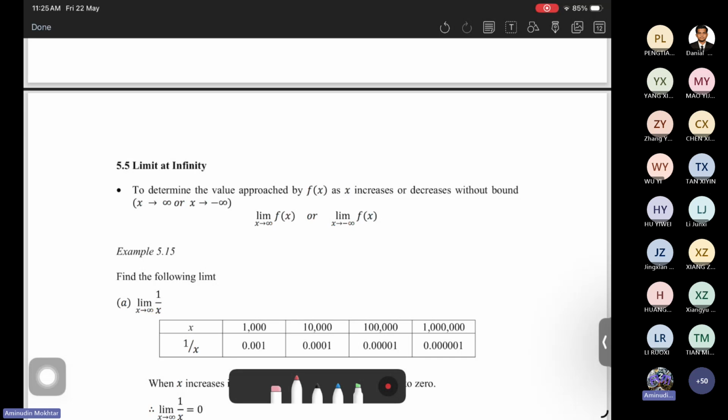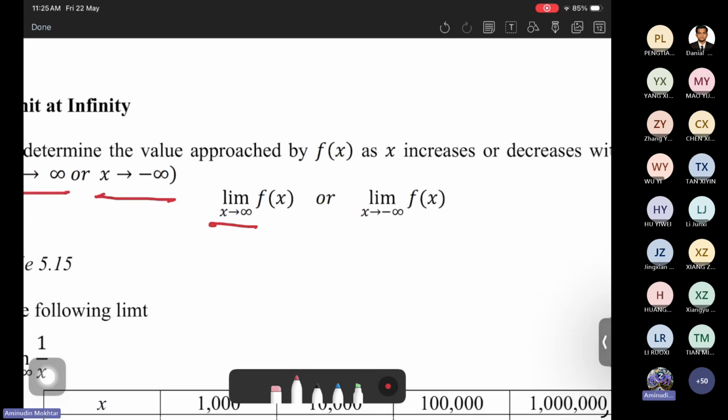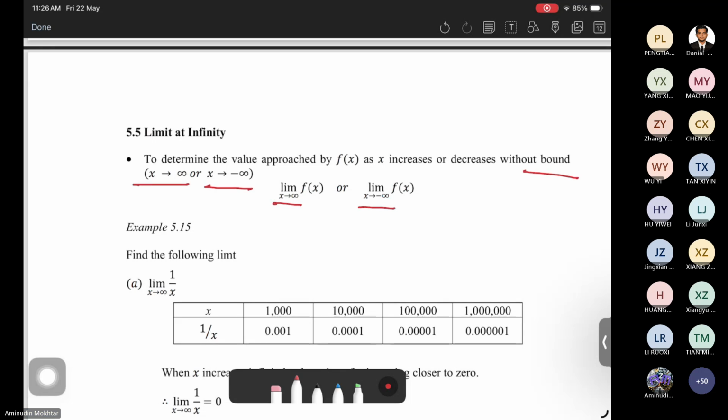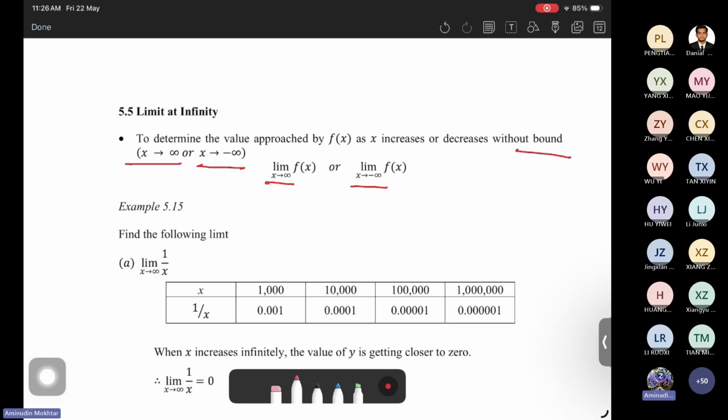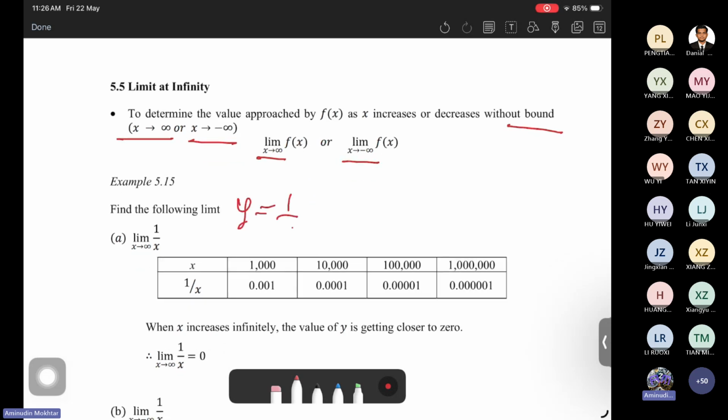What does it mean? Limit at infinity refers to the situation where we want to determine the value approached by f(x) as x increases or decreases without bound, when x approaches infinity or when x approaches negative infinity. What happens to f(x)? That is the limit at infinity. Okay, for example, for 1 over x, this function y equals 1 over x.